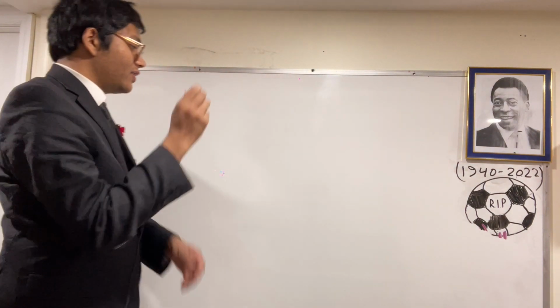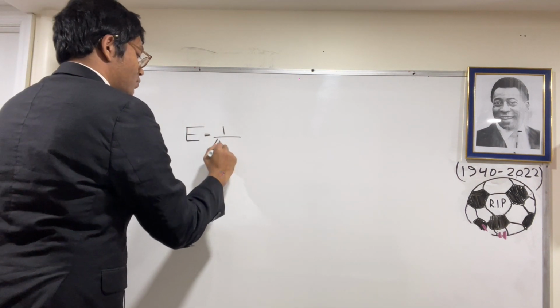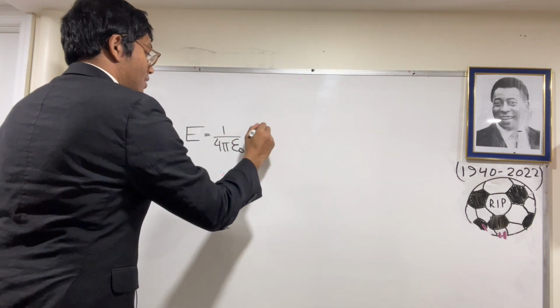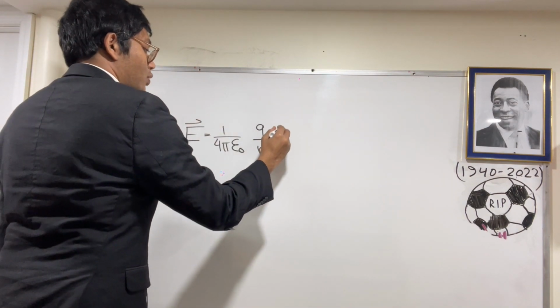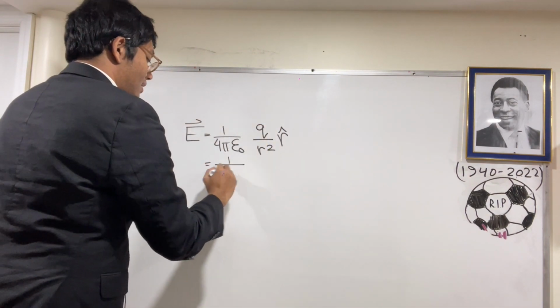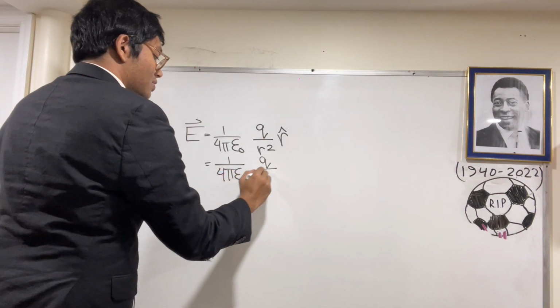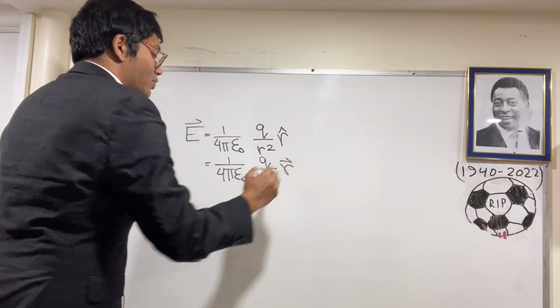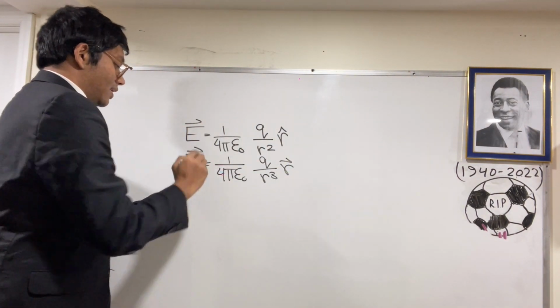Recall that the electric field is defined as K, which in SI units is 1 over 4 pi epsilon naught, Q over R squared, and since it's a vector, we need to know which way it's pointing. You may also write it, which is the exact same idea, as Q over R cubed, but with the R vector instead of R hat, which is another very common way to write it.